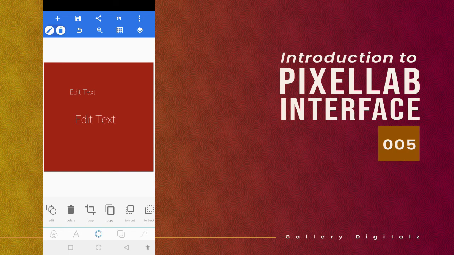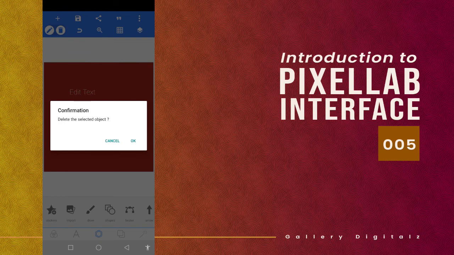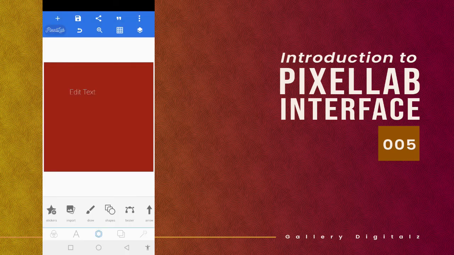And the delete button, the trash can. When you want to put anything in the trash can, it is to delete the selected object. When you click OK, it will delete it.